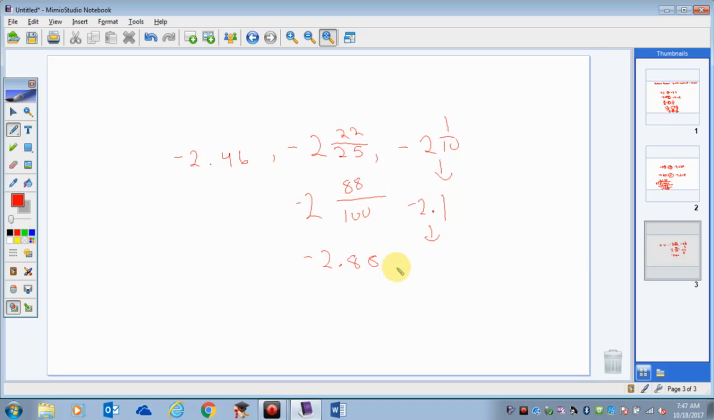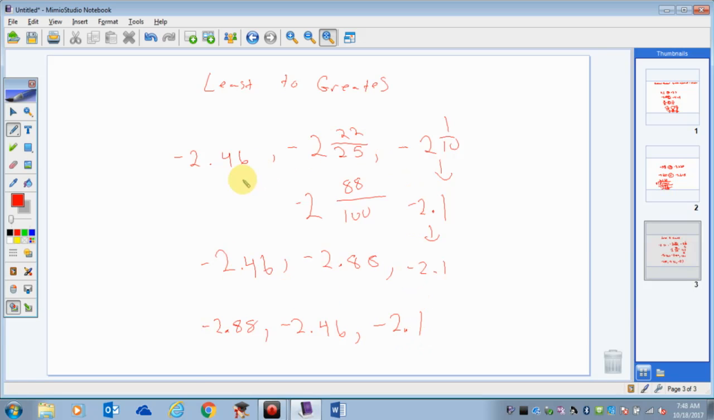So I'm going to bring this one on down, negative 2.1. Bring this one down, which is already a decimal, negative 2.46. And now it wants me to put them in least to greatest. So the least is going to be the one that's the furthest negative, so negative 2.88. The next one will be negative 2.46. And the next one will be negative 2.1.